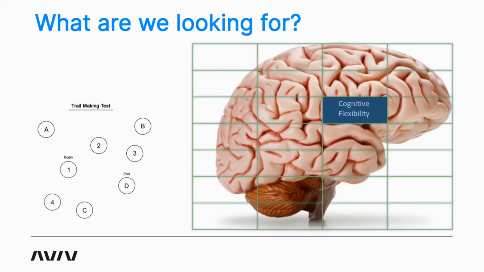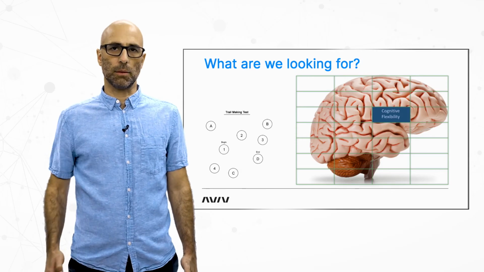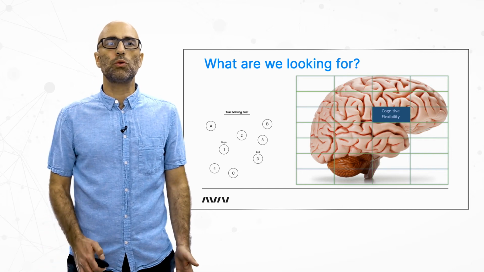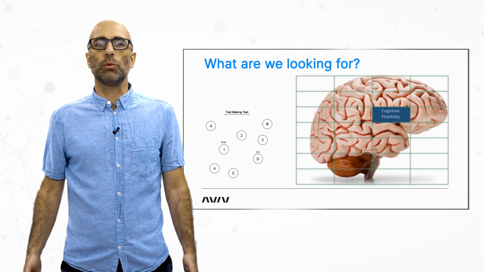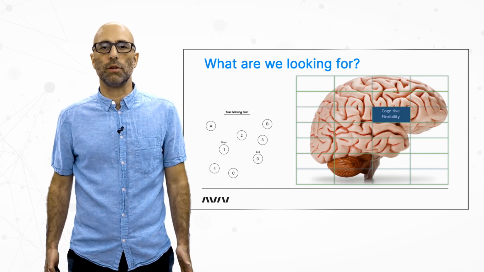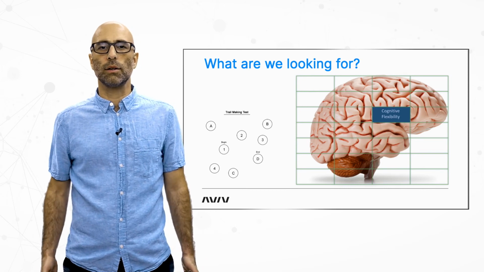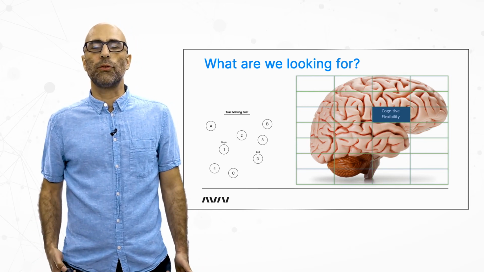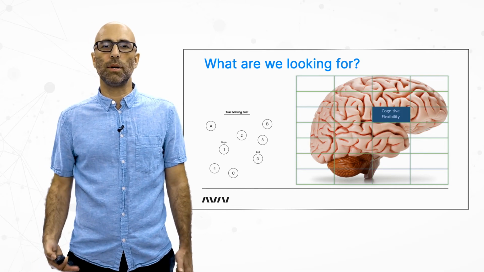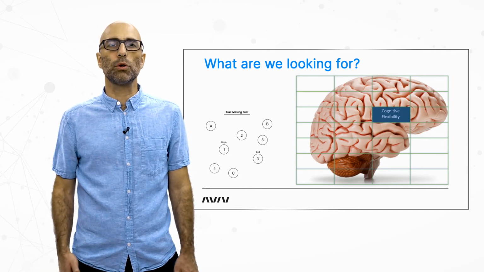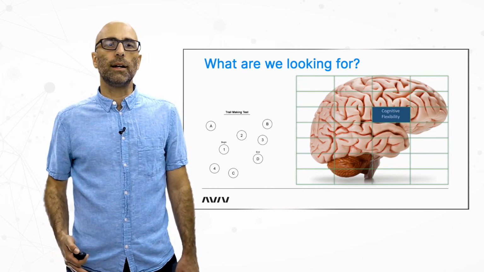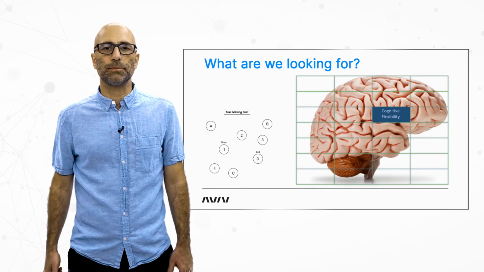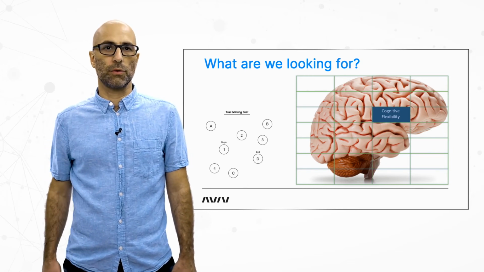Cognitive flexibility is our ability to change thinking modes, to switch from one thinking mode to the other. In real life, this is very important because if we are doing something and we are stuck, we need to have the cognitive flexibility to switch to another modus operandi and do something else. In the clinic, we measure cognitive flexibility with the trail-making test, for instance.